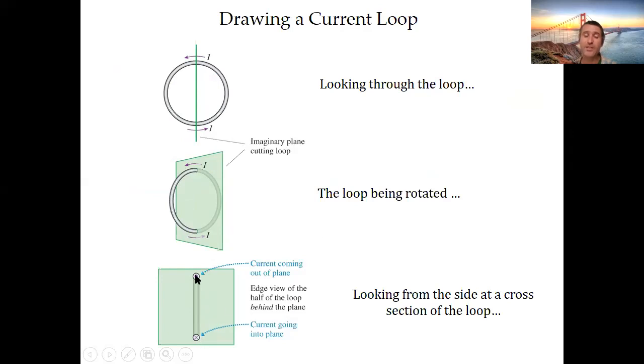So sometimes you'll see that we'll be talking about a loop, but all you see is what looks like a line. But this is because we're drawing it in a peculiar way here to make a point. So hopefully that helps clarify how this works, drawing a loop of wire.